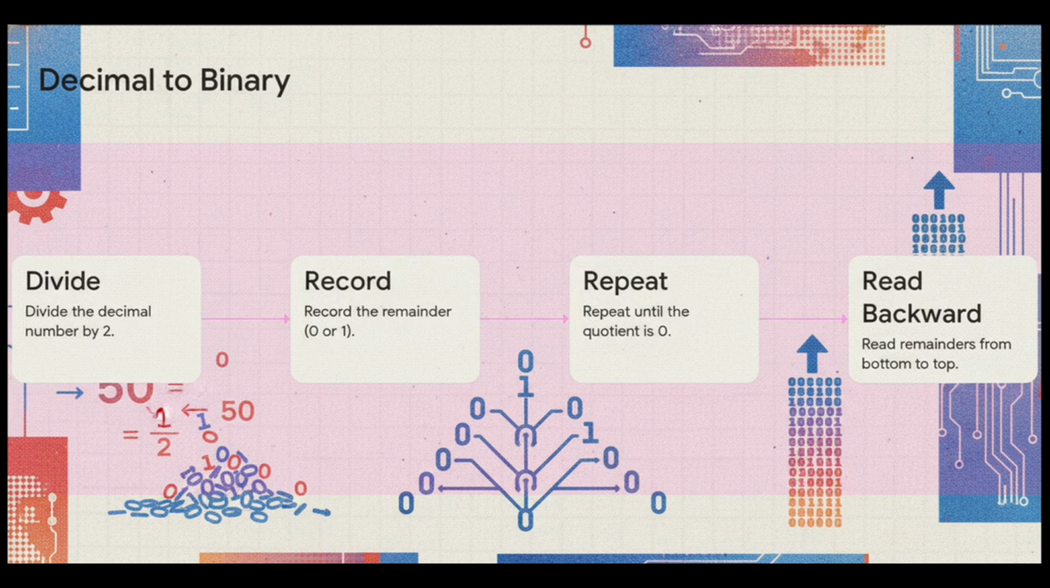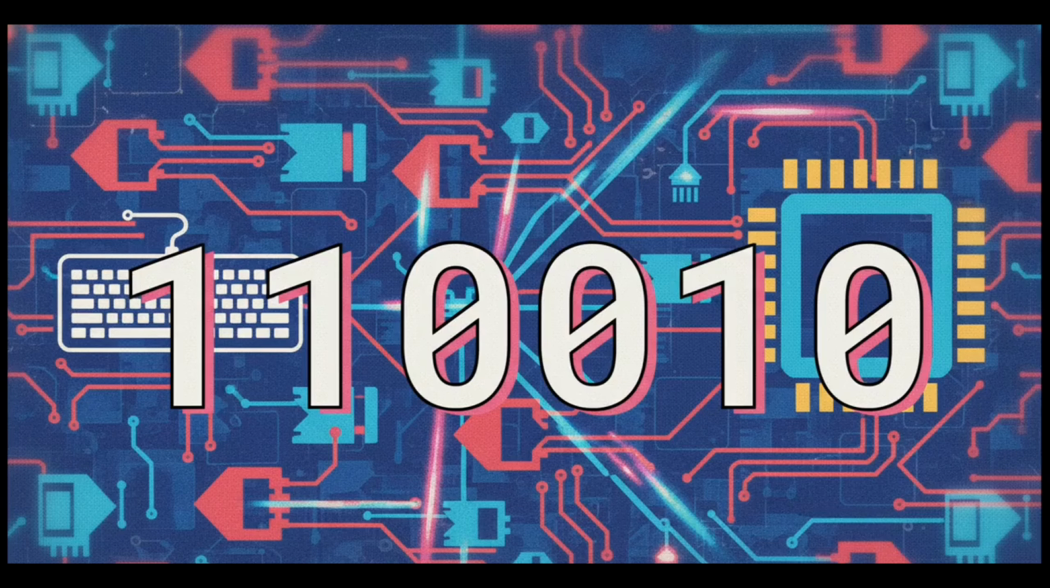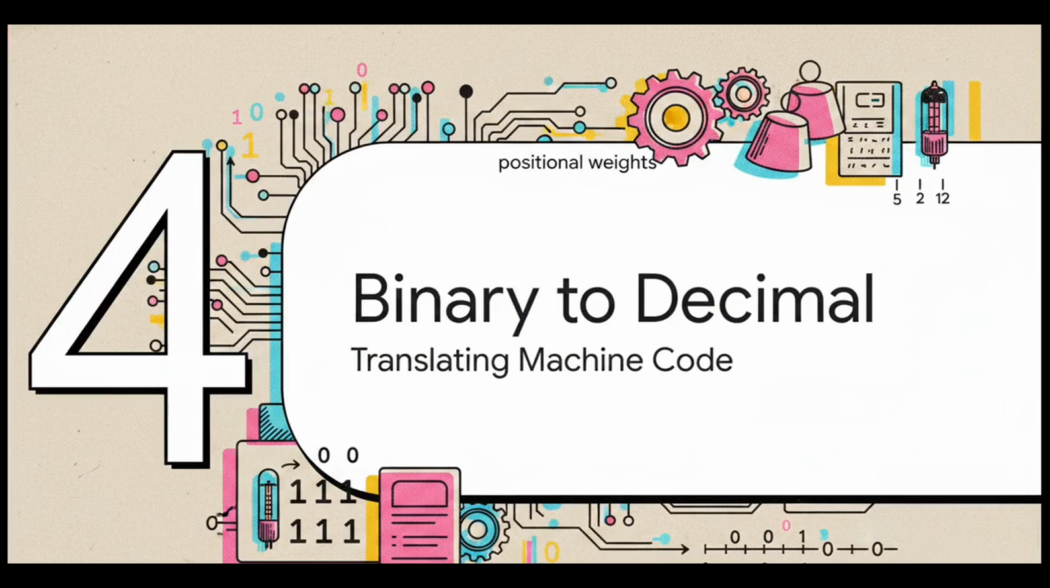Then, the magic step, to get our answer, we read that column of remainders from the bottom all the way to the top. I'll give you a second. Any guesses on what the final output for 50 looks like? Did you guess it? The final binary result for the number 50 is 110010. Whenever you type the number 50 on your keyboard, this exact string of ones and zeros is literally what races through your computer's logic gates. No way around it.